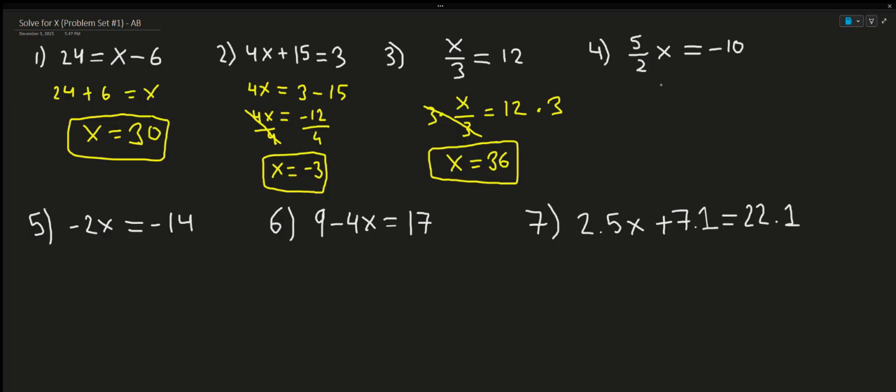Alright, next problem. 5x over 2 is equal to minus 10. So again, we can do the same thing. We can get rid of the denominator by multiplying both sides by 2. By multiplying both sides by 2, we cancel this part out, so that 5x is simply equal to negative 20. And if we divide both sides by 5, x will equal minus 4.